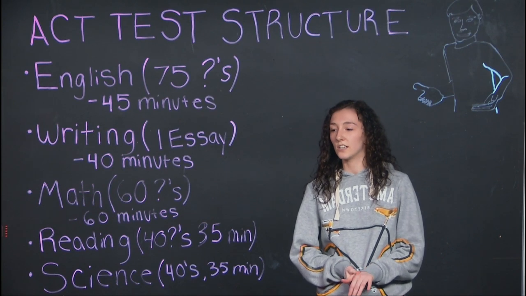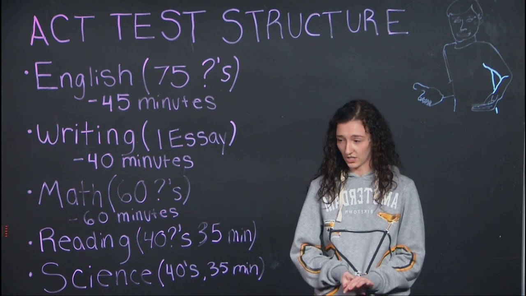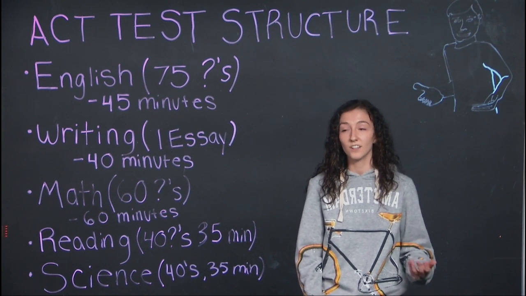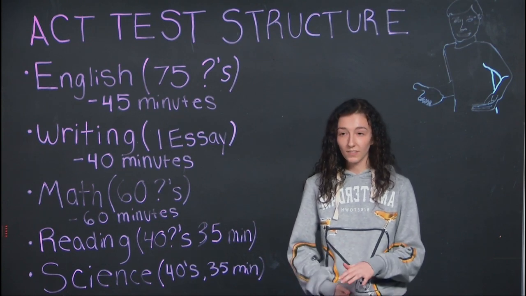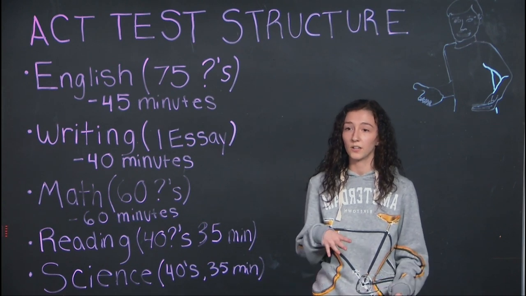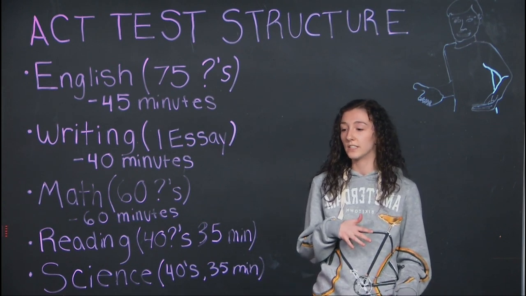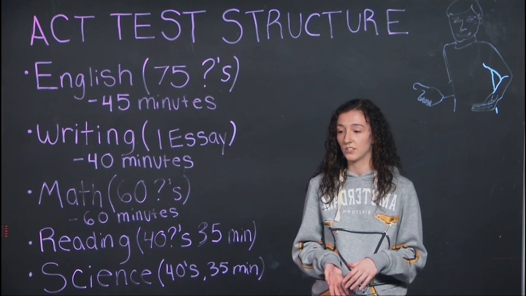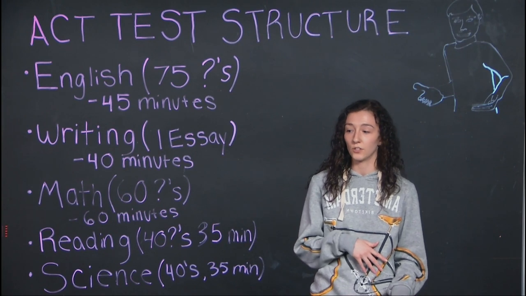The reading section is also a time consistent section. You have 40 questions and you only have 35 minutes to complete it. And this also includes reading the passages and answering all of the questions. So there are four passages and about 10 questions per passage. So you're going to need to limit your time with reading and most likely skim the passages and spend more time trying to answer the questions.